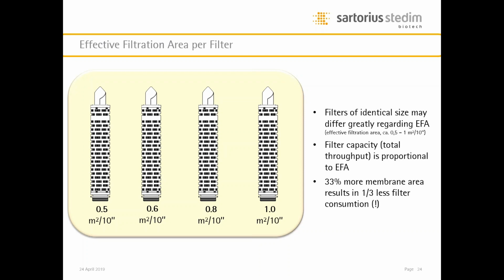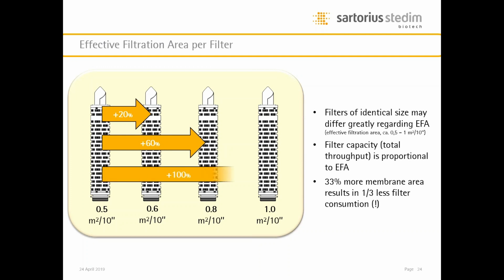So simply comparing the effective filtration area per filter, you find something in the market between 0.5, 0.6, 0.8, and even 1.0 square meter per 10-inch. What does it mean? It simply means that when you step from 0.5 to 0.6, it's already 20% more. 0.8 is already 60% more, and 1 square meter is double the membrane area compared to 0.5.